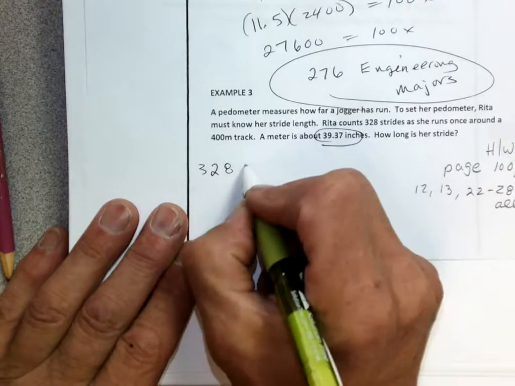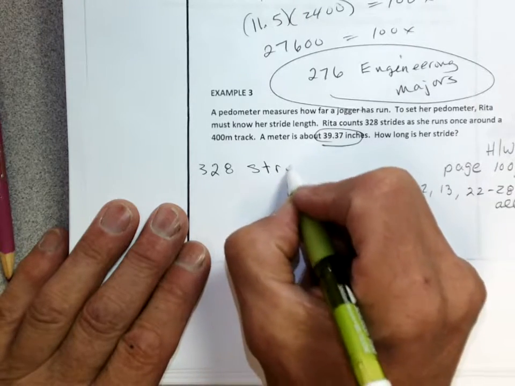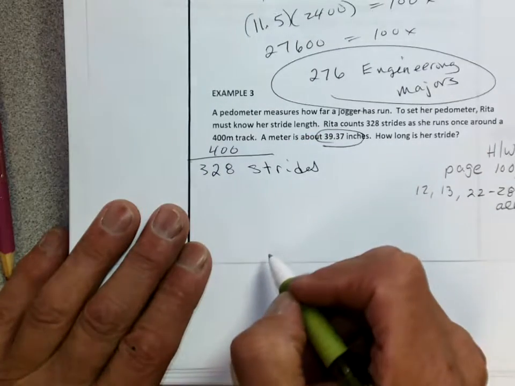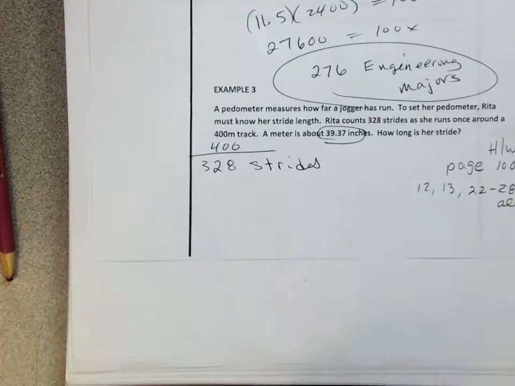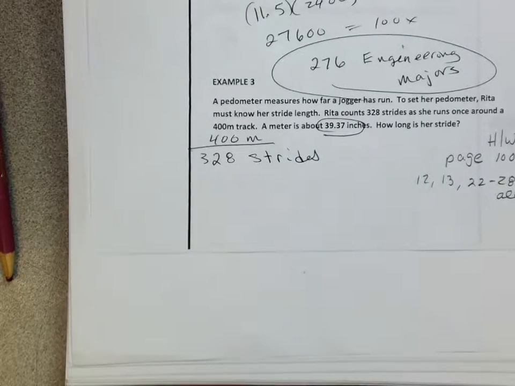328 strides, right? If I divide the 400 by that, I could find out how long her strides would be in terms of meters, right? Does that make sense? Take the 400. I mean, you're going to run around the track. You're going to count how many strides. You're going to go 1, 2, 3, 4, 5, 6, 7, 8. They go, well, how long is each stride? Let's take the 400 and divide it by the 328, and that'll tell us how long each stride has to be. Does that make sense as a proportion?